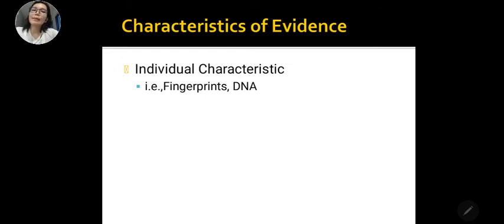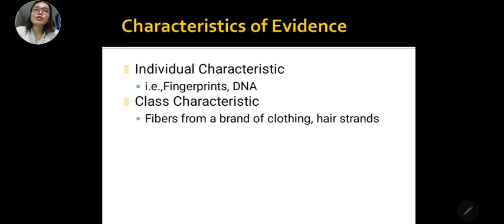So, pwedeng yung DNA pattern and sequencing ng isang tao ay the same doon sa family members niya. Pero, pwede ring mag-identify yan ng isang tao with an individual characteristic. So, yung class characteristics na tinatawag natin, example are fibers from a brand of clothing or the hair strands.